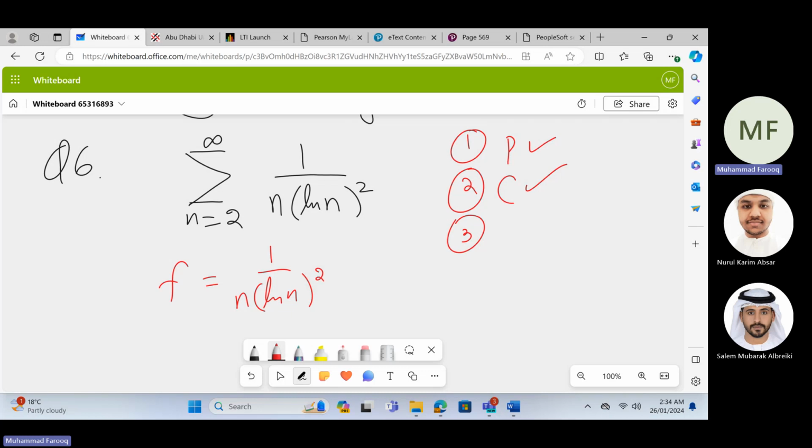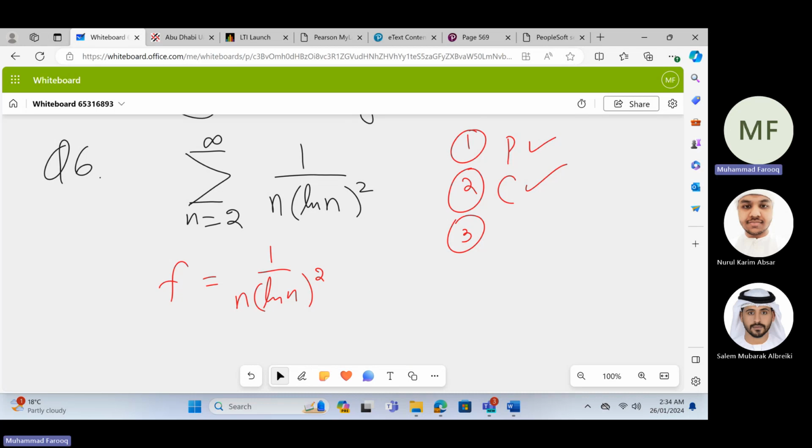I need f prime. What should I do? Correct? 1 over this one. Quotient up and down, quotient rule. Product or quotient? Please tell me, product or quotient? Both? Okay, look here. You are right.